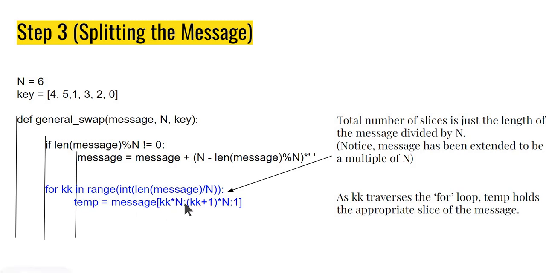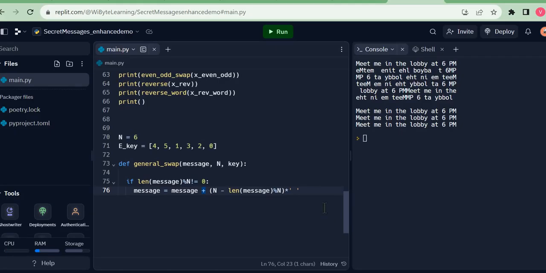And I'm doing it, like I said, kk goes from 0. So the first slice is 0 to n in steps of 1. The second slice is when kk becomes 1, so n to 2n in steps of 1, and so on and so forth. Just think about it a little bit. You realize that as kk traverses the for loop, the temp holds the appropriate slice of the message. So let's just go back and do this.